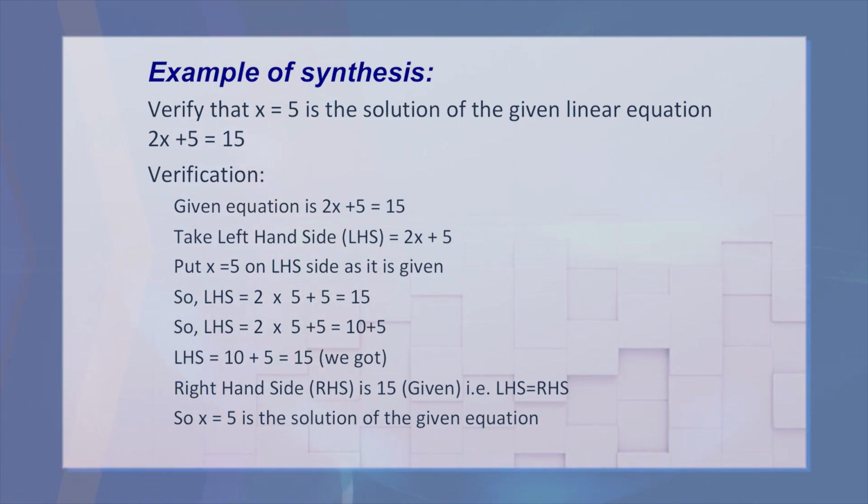So, LHS is equal to 2 into 5 plus 5. So, LHS is equal to 2 into 5 plus 5 is equal to 10 plus 5. LHS is equal to 10 plus 5 is equal to 15. We got. Right hand side or RHS is 15 given. So, LHS is equal to RHS. So, x is equal to 5 is the solution of the given equation.